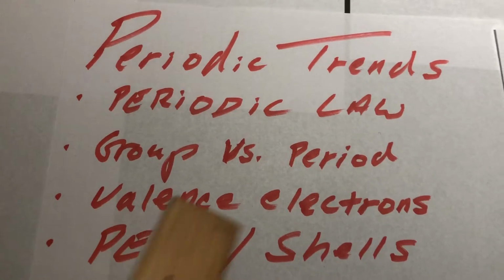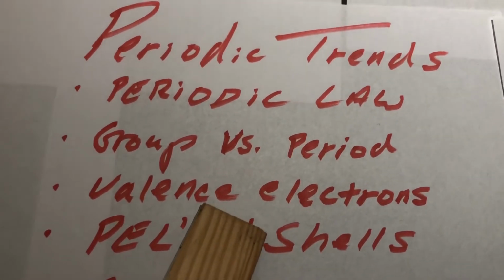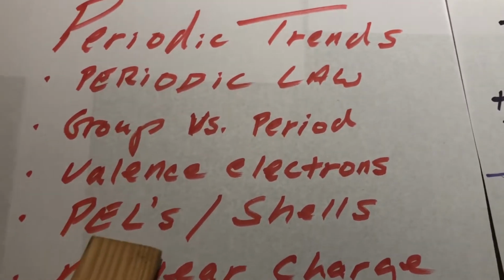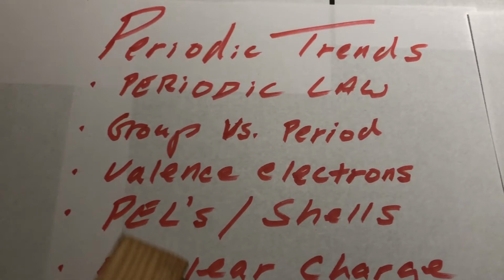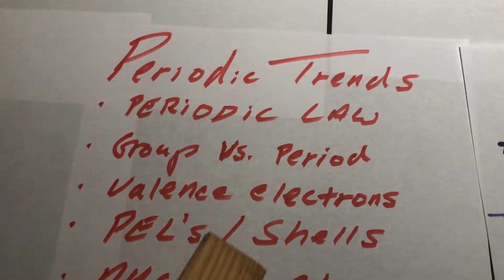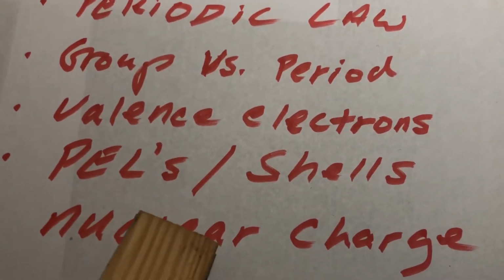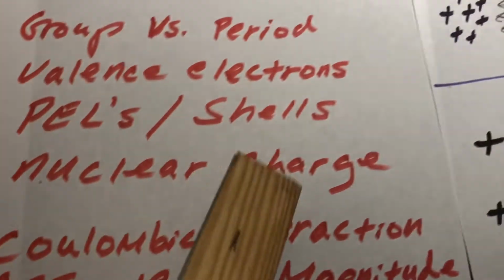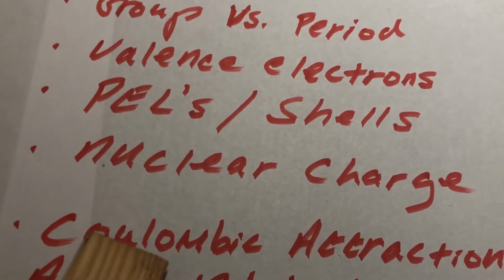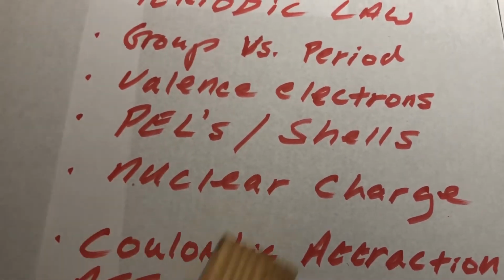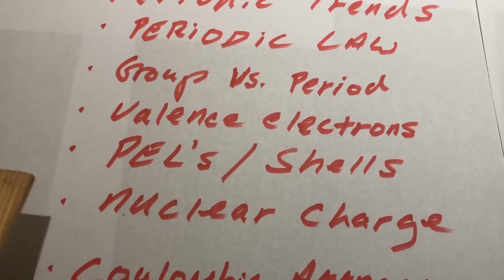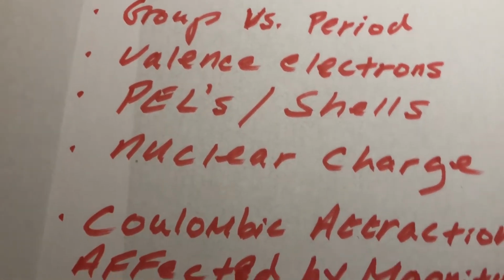You got to know what valence electrons mean. Valence electrons are the outer electrons in the outermost shell, okay? You have to know what shells or principal energy levels are, because those are important also. So there's the energy levels that the valence electrons are in when we have our electron configurations. You have to know what nuclear charge is, okay? Remember, there's protons and neutrons in the nucleus, and the nuclear charge comes from the protons. So if you have 5 protons, your nuclear charge will be +5, and so on.